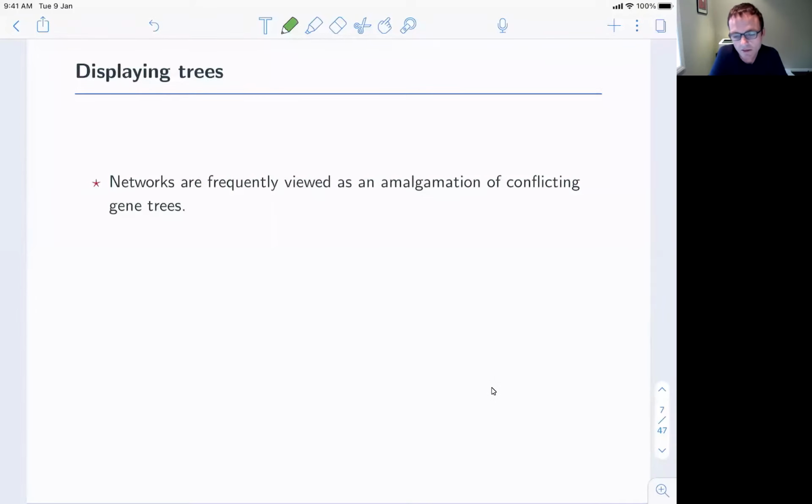Right, so we're going to come to the notion of displaying. Sometimes you can think of the network as an amalgamation of gene trees, and they just happen to conflict, and that's why you have reticulation vertices. And so you want a notion of displaying. What does it mean for a gene tree to be inferred by a network?